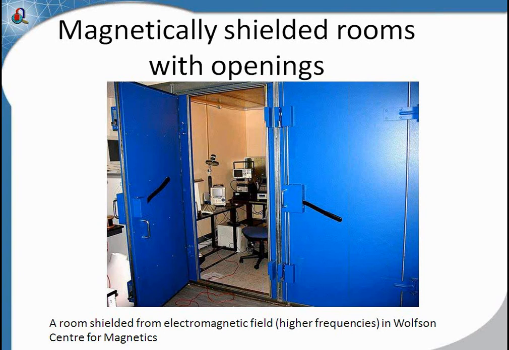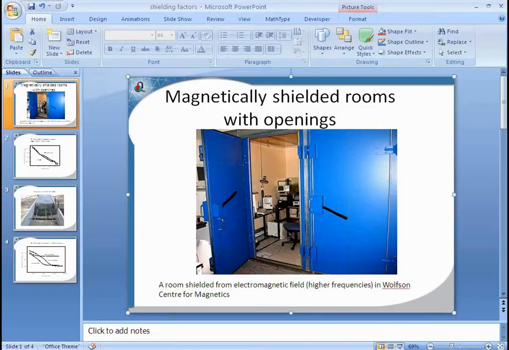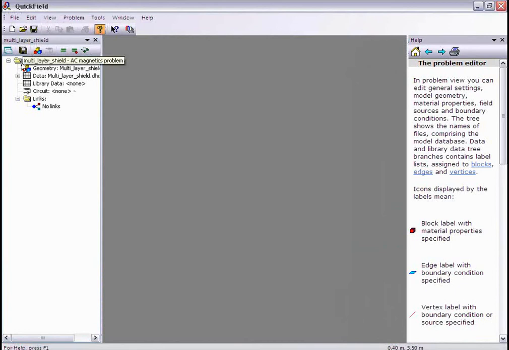Next, I'd like to look at a magnetically shielded room with openings. We previously looked at a closed magnetically shielded room. And this time I'm going to be using some symmetry in the problem to reduce our computation time. So this is an AC magnetics problem.